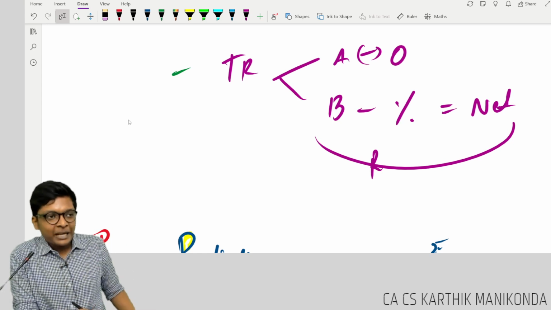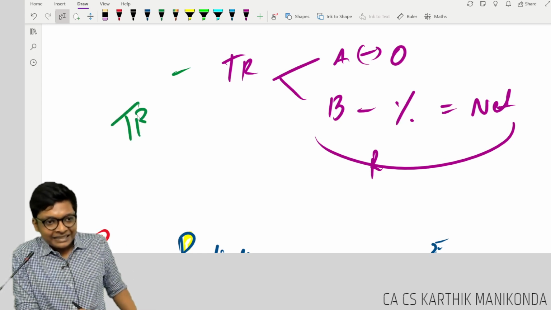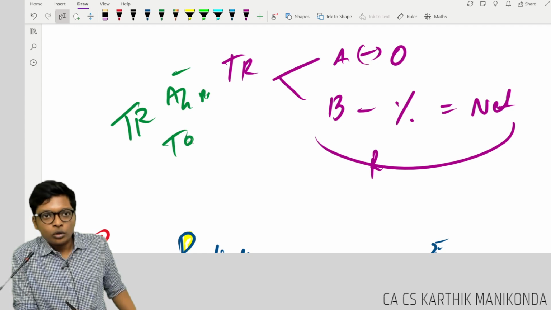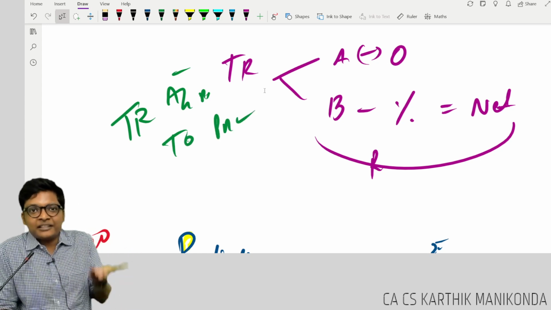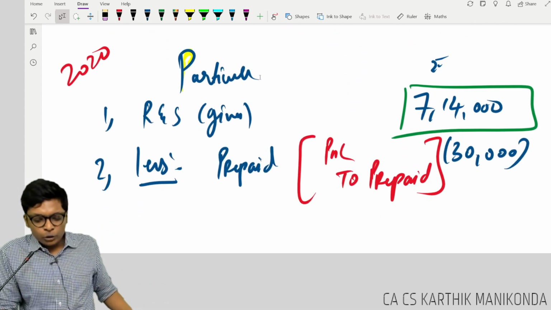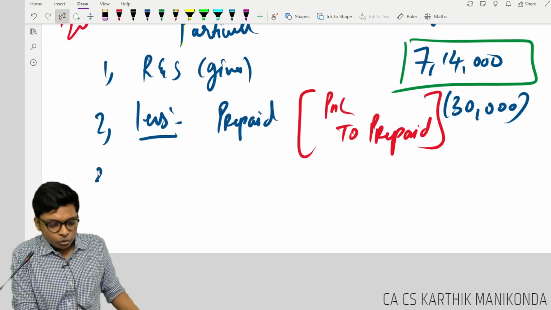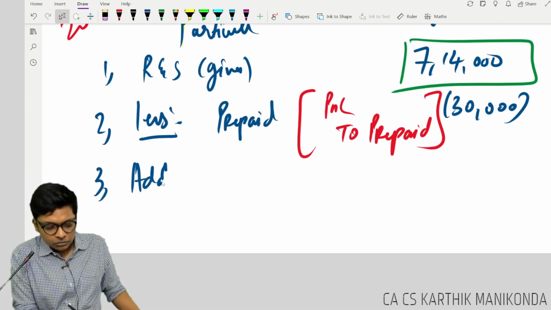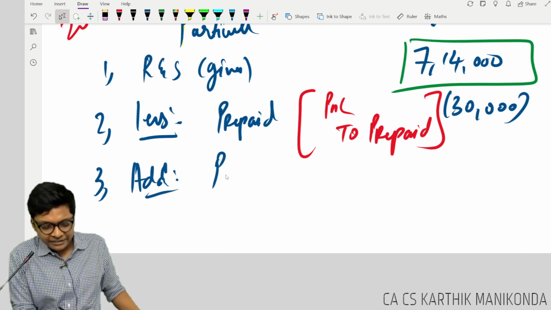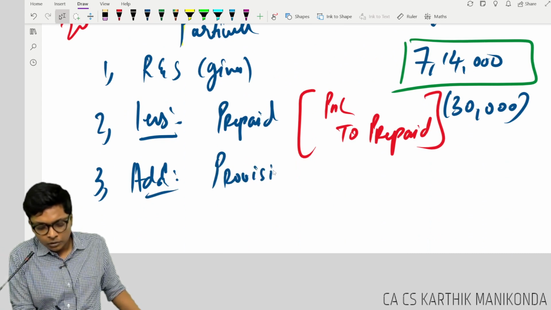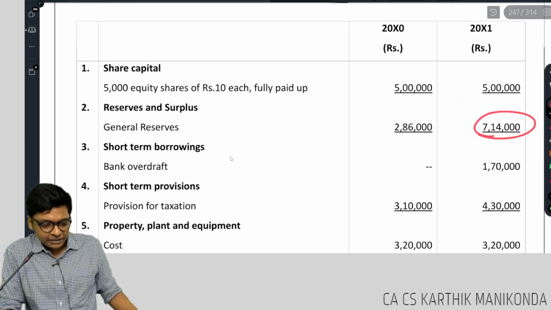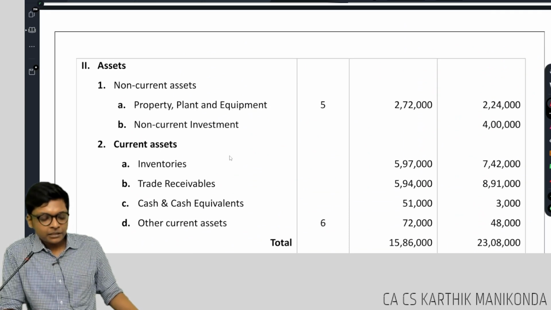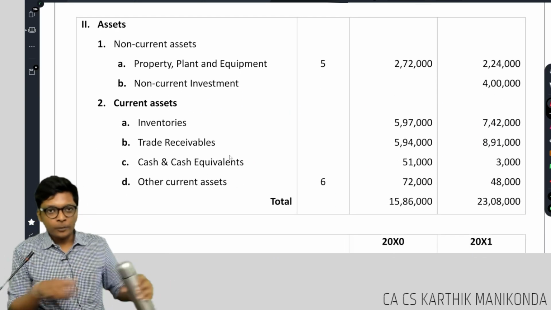What is the entry for adding back provision? Trade receivables account debit to P&L, to provision. Whatever the reversal, profit and reserves will increase. Can you compute how much that is? So add provision reversal. Can you compute how much is that, guys? It's there in the question. Compute how much is the provision reversal.